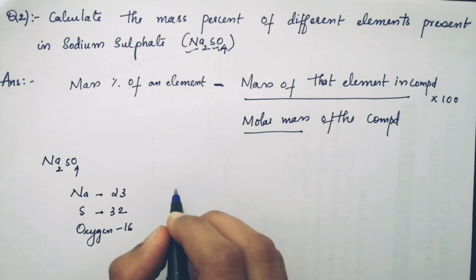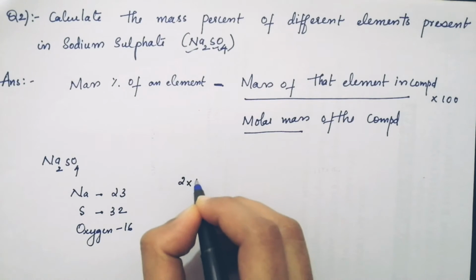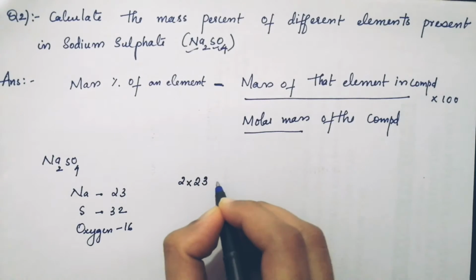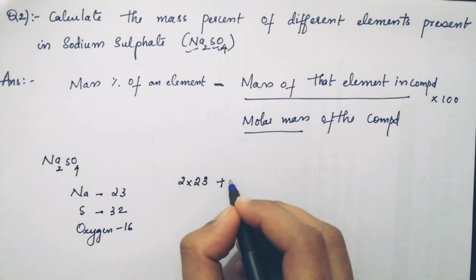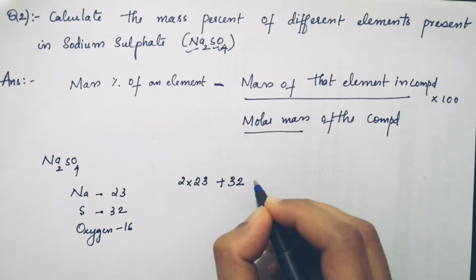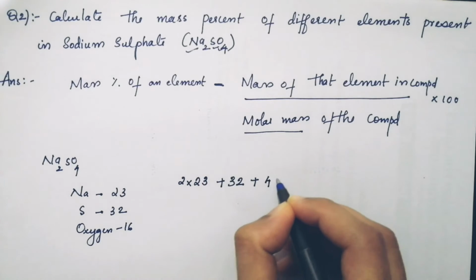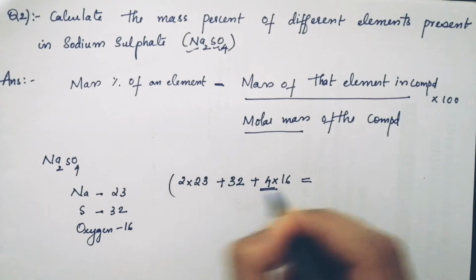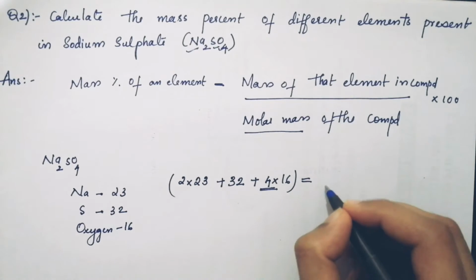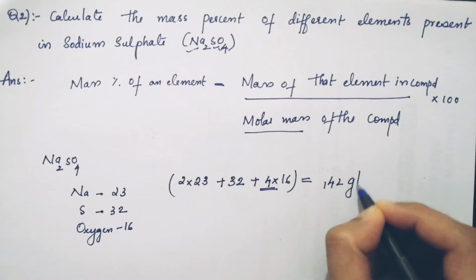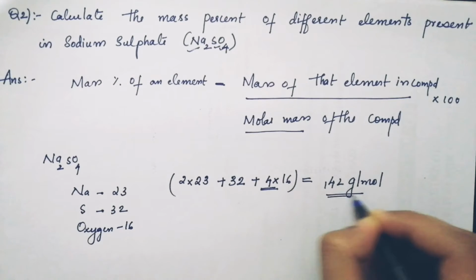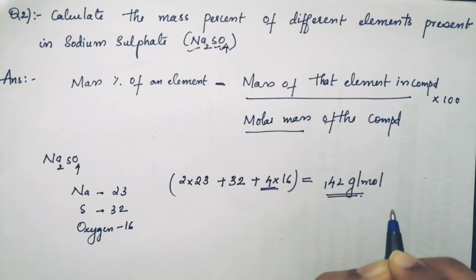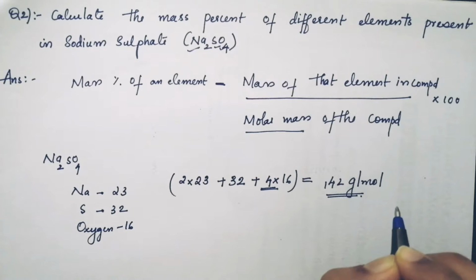Since we have 2 atoms of sodium, we multiply 23 into 2, plus we add the atomic mass of sulfur, that is 32, plus we add 4 into 16 because there are 4 atoms of oxygen. Solving this, we have 142 gram per mole, and this is the molar mass of the compound Na2SO4.